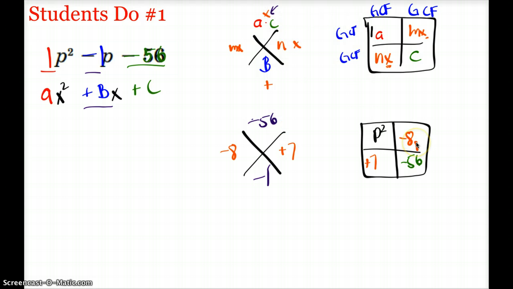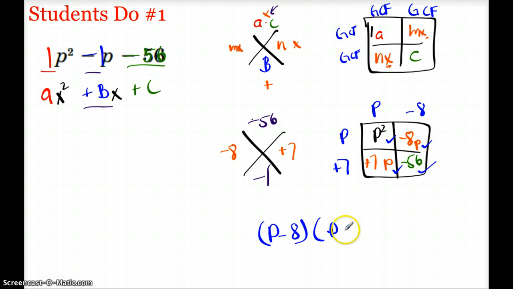So this should be a P. Okay, so GCF of each row: the first row doesn't have any numbers in the column, so they must just be a P. These don't have any variables, so it must be just a number, both divisible by positive 7. This is both a P, and this one is both a negative 8. Check P times P, P times negative 8, 7 times P, and 7 times negative 8. There you go. Answer: P minus 8 times P plus 7.